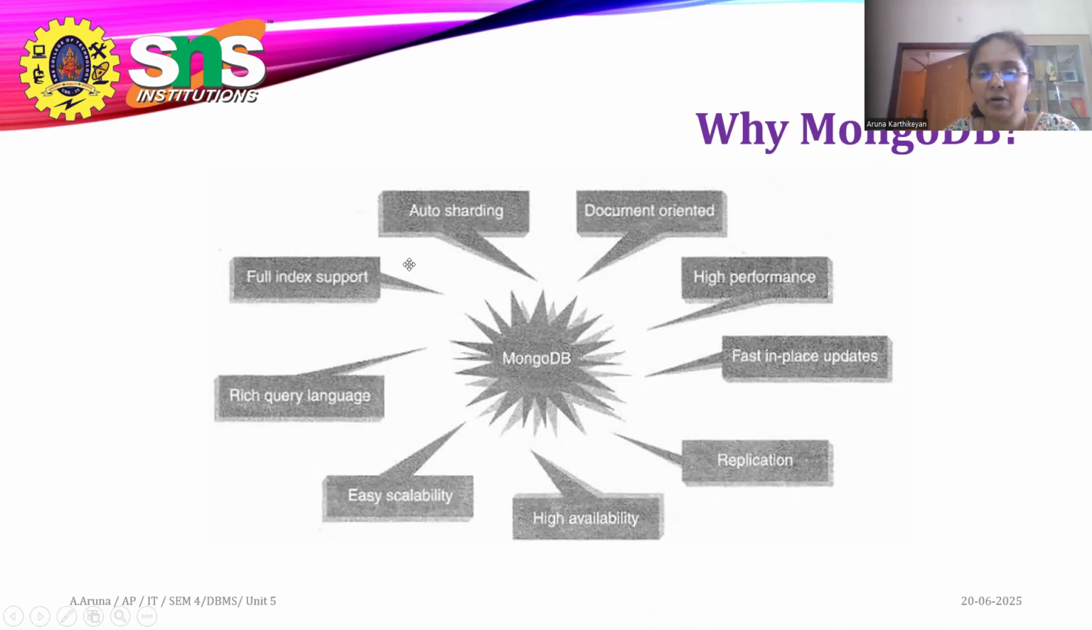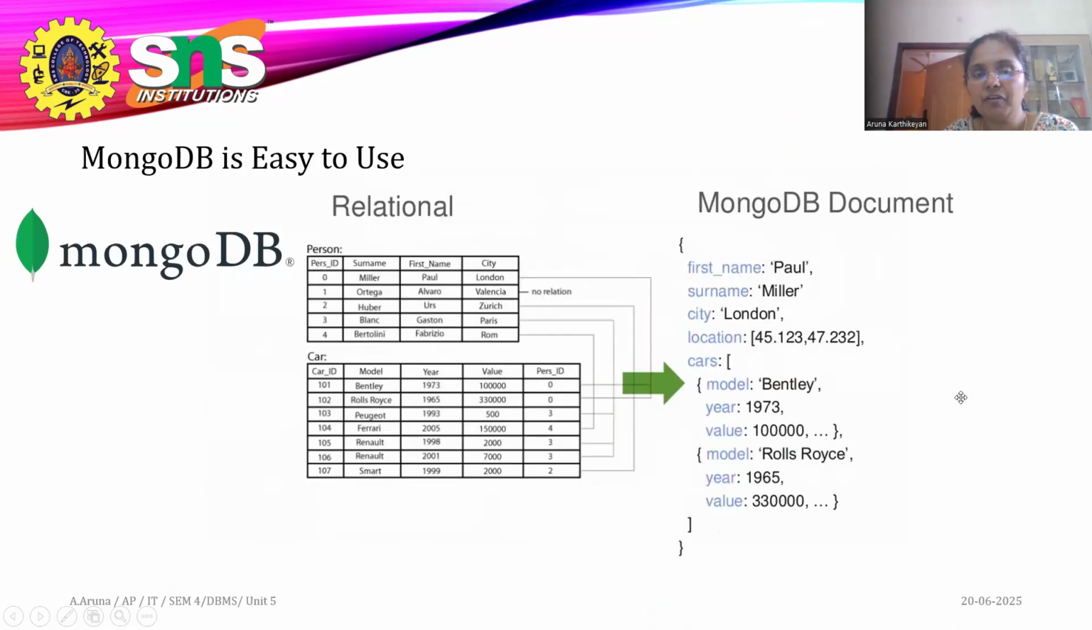So for this particular reason only we have to go for MongoDB, and MongoDB is very much easier to use. See here, this is the MongoDB database. Here your document will be like this. So this is how the data can be stored in the table: person, car, and it looks like this. This is how data can be.